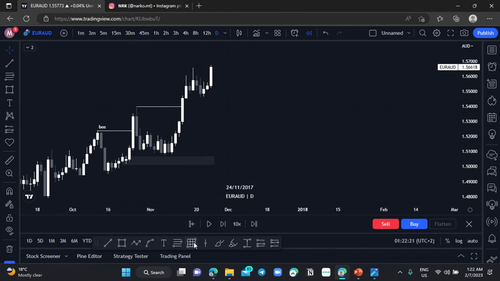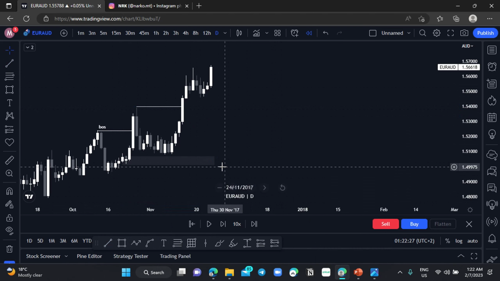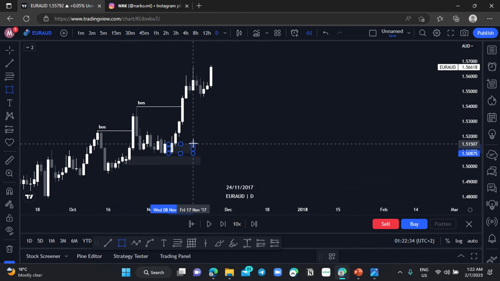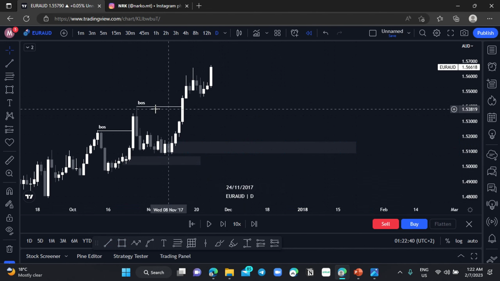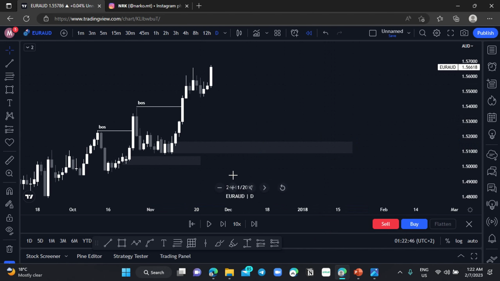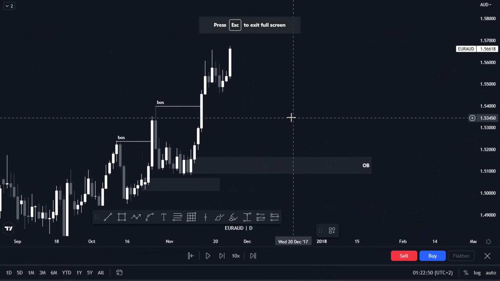Okay, minor things. So what we do is that we have a new break of structure here, and we have this break of structure here, and we have this order block here. So now what we're looking for is to trade the pullback to the downside to our order block. Okay, so let's do this.